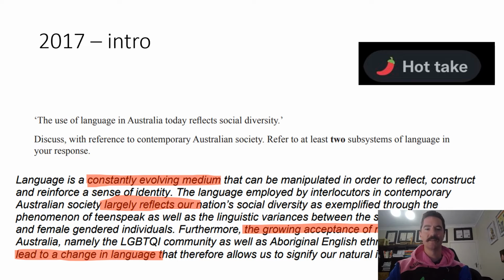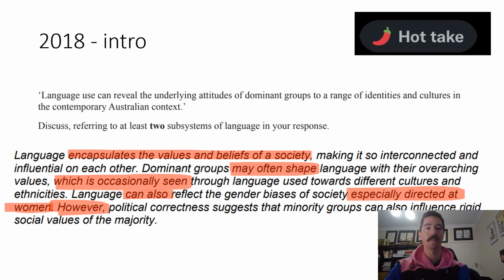Again, hot takes in the intro as much as possible, largely reflects constantly evolving, leads to a change in language. Just make sure you're saying something. You've discussed all these big ideas, you've been pondering them, looking for examples all year long. You've got a lot to say and a lot of thoughts on it.